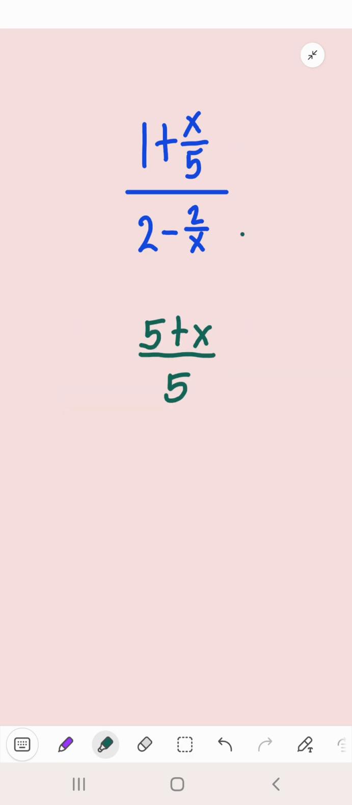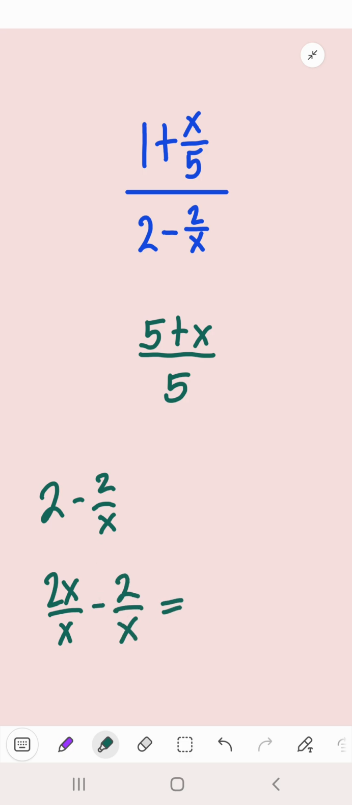Now let's focus on the denominator: 2 minus 2 over x. This 2 here can be multiplied by x, so we have 2 times x all over x. And we can just simply copy down 2 over x. Since we have like denominators, we are going to subtract the numerators. So we get 2x minus 2 all over x.